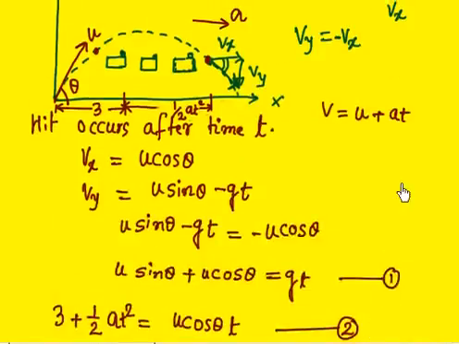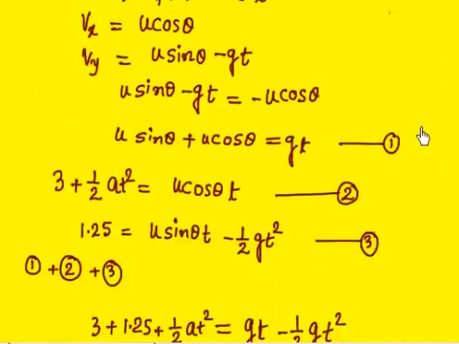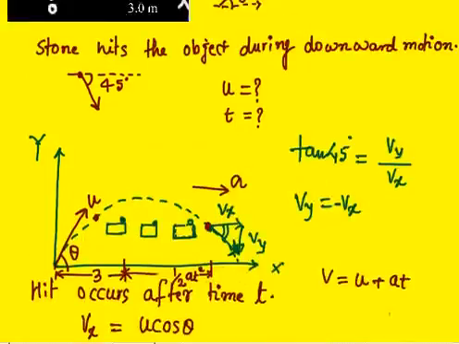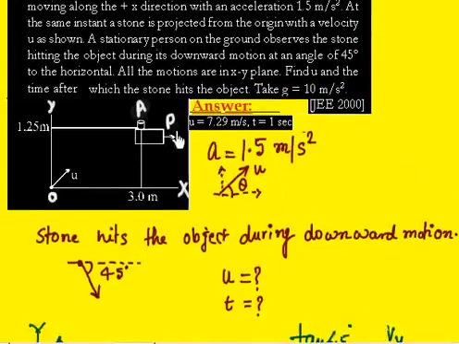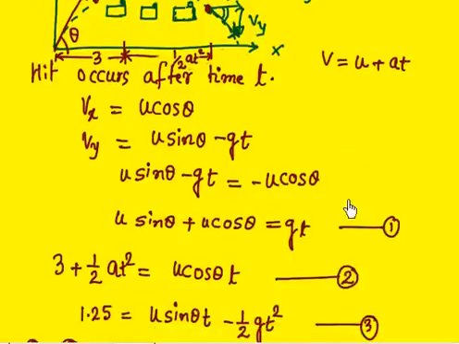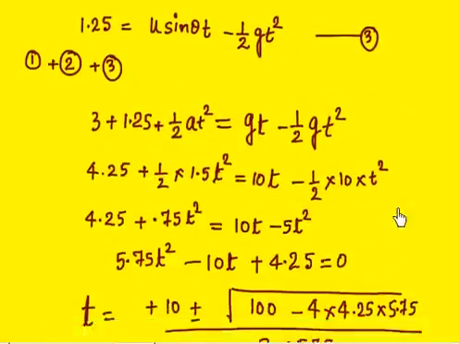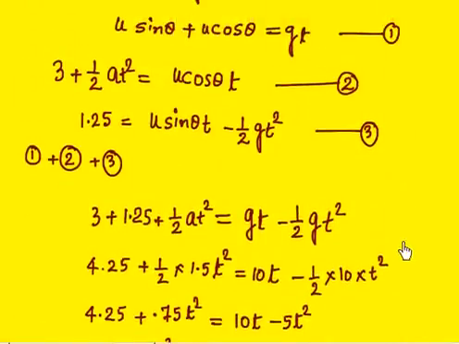If I know t equals 1 second, what is u? You can calculate u using any equation. So let me check what you have to calculate. Calculate u and time. Time we have calculated, so find u. Use any one of the equations. Let us see which equation you can use to calculate. So this equation, I think.